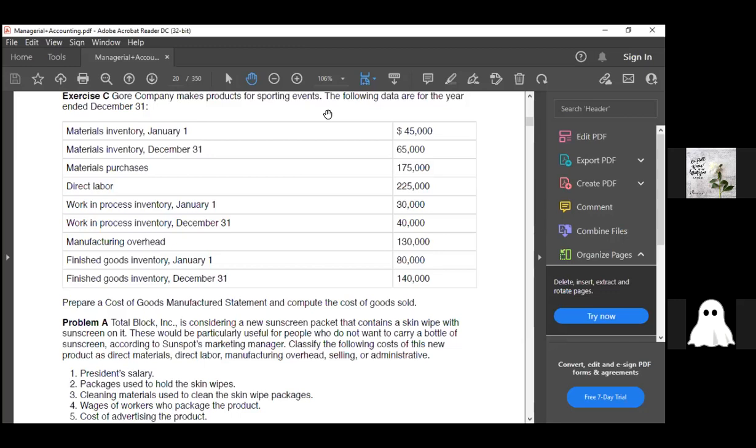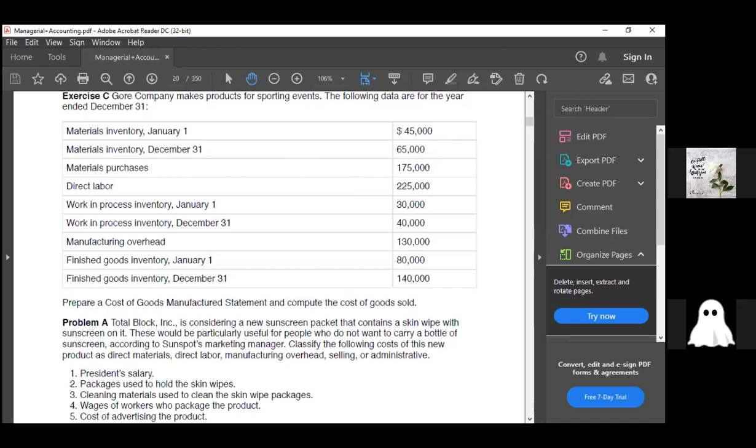So this is a rather very simple one. We look at the question here. First thing is materials inventory. Materials means raw materials. They might call it raw material, material inventory, or just materials. So materials inventory on 1st of January is 45,000. Now 1st of January means this is the start of the period, because the second number given here is 31st of December, so obviously that is after it.